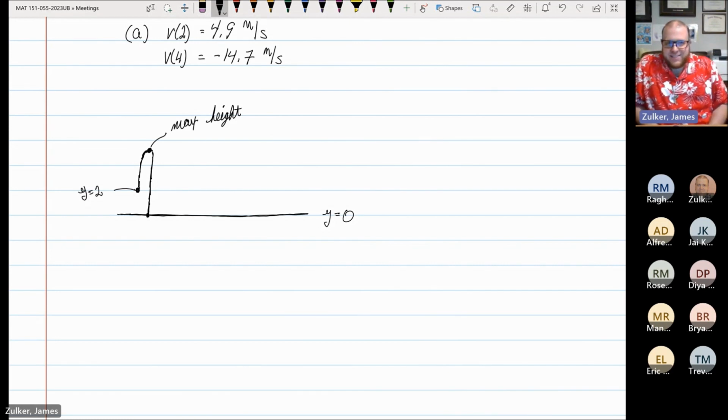At that instant, what is its velocity? Is it 0? Right? At that instant, it has to be 0 meters per second. Right? Because that is the point at which it's going to switch from going up to down. So at that exact instant, its velocity is switching from positive to negative, so it means it has to be 0. It has to cross through 0.